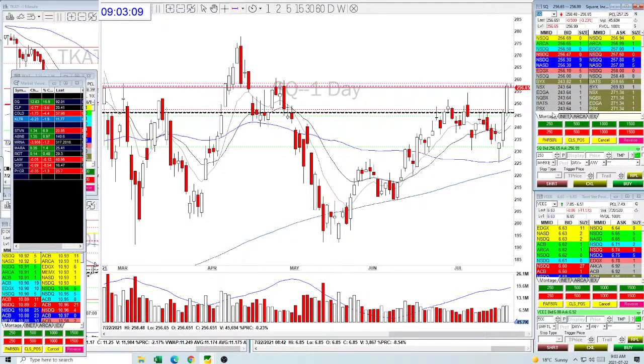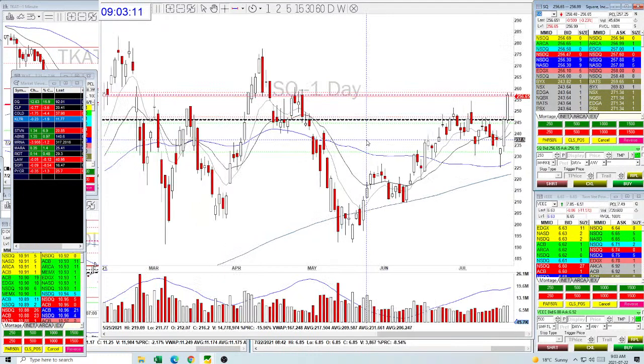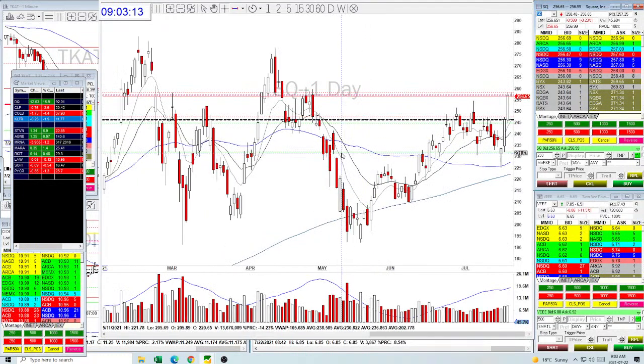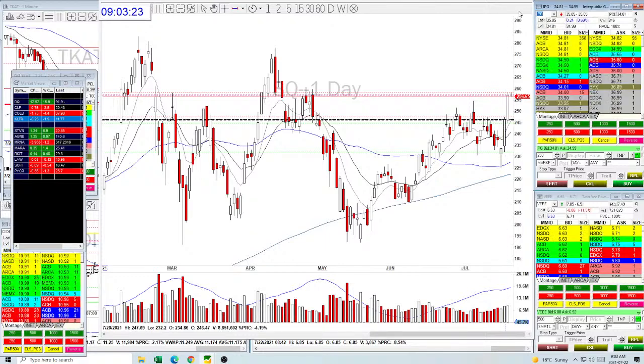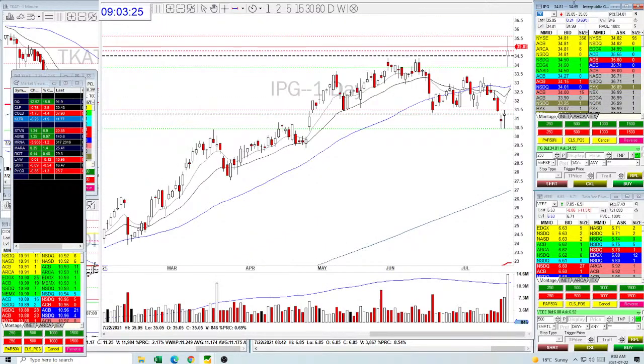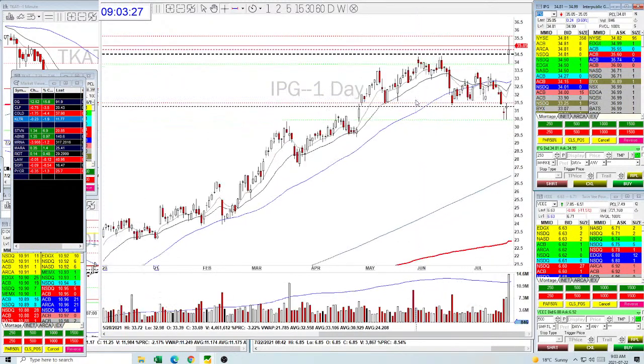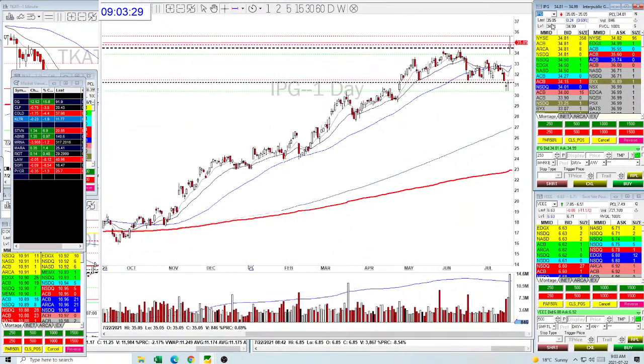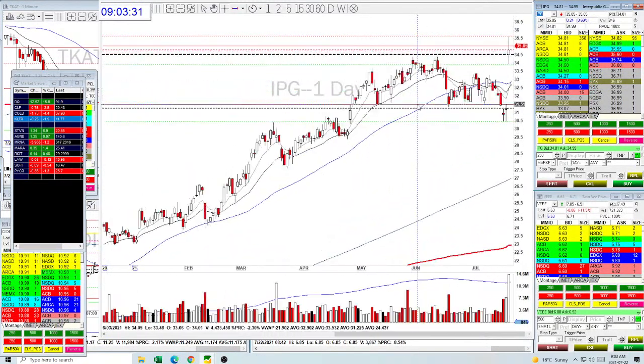SQ. You saw a big day yesterday, I think because of Bitcoin moving higher. If Bitcoin moves higher, SQ is also going to move up. Let's look at IPG, moving up, gapping up, making an all-time high, I guess. Low volume, but if it holds 35, could be an interesting play.